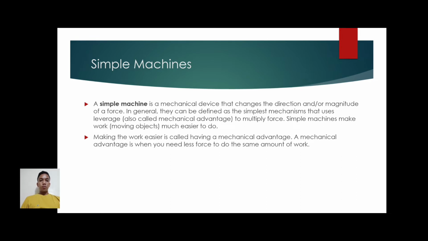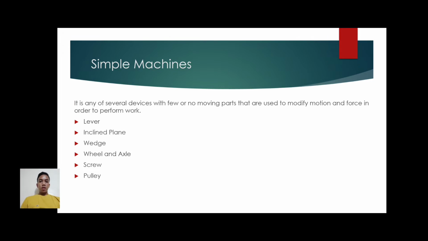Simple machines. A simple machine is a mechanical device that changes the direction and or magnitude of a force. In general, they can be defined as the simplest mechanisms that use leverage, also called mechanical advantage, to multiply the force. Simple machines make moving objects much easier to do. Making the work easier is called having a mechanical advantage. A mechanical advantage is when you need less force to do the same amount of work. It is any of several devices with few or no moving parts that are used to modify motion and force in order to perform work.